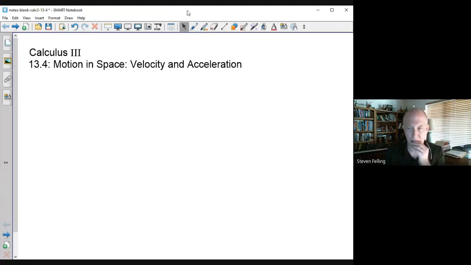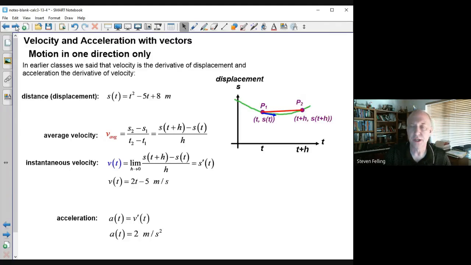All right. So here we're going to talk a little bit more about applications now that we've talked about various things related to the vectors. Let's go ahead and just define velocity and acceleration based on things that we've seen in previous calculus classes.